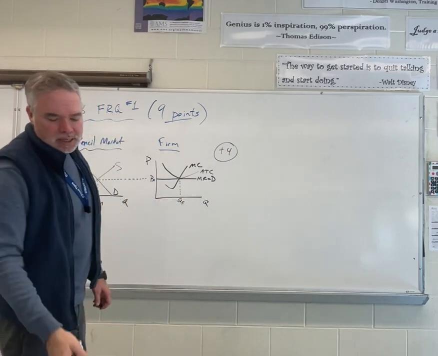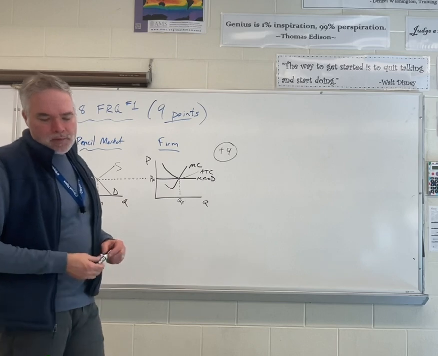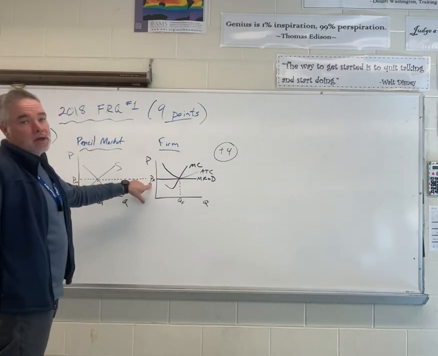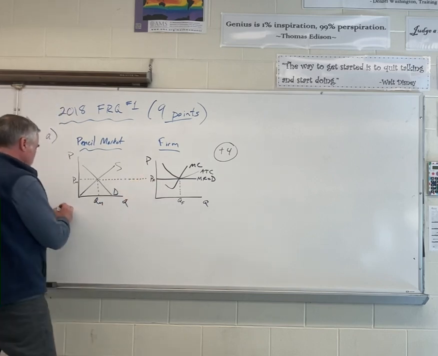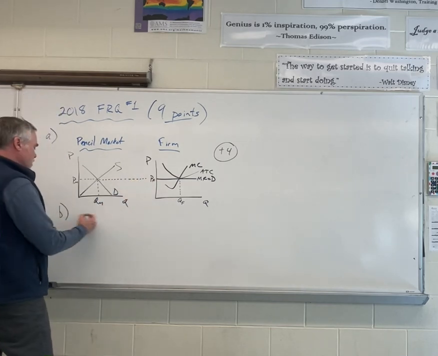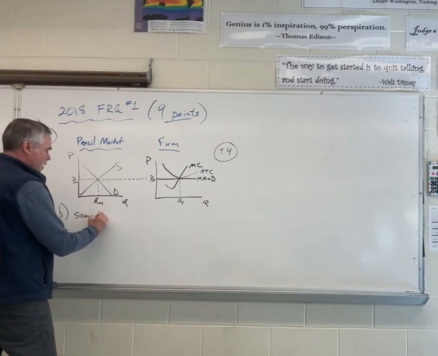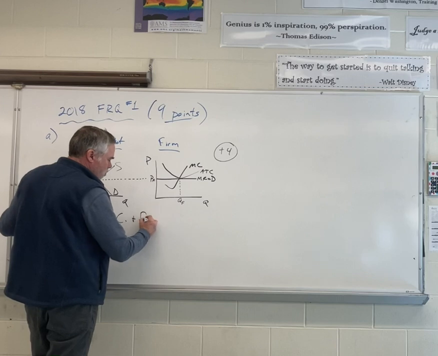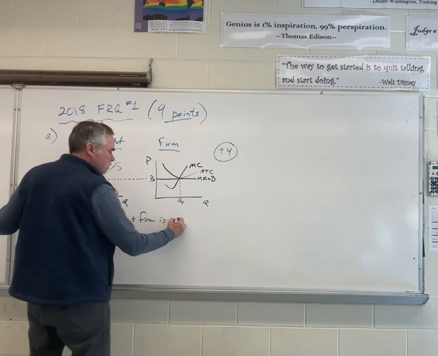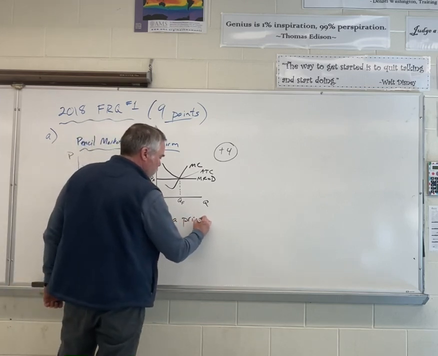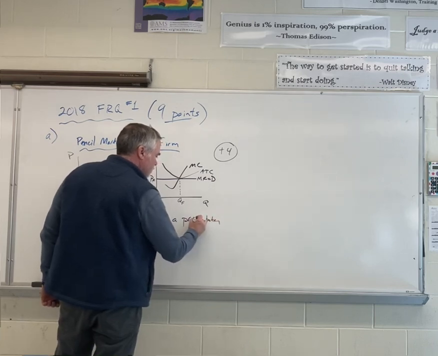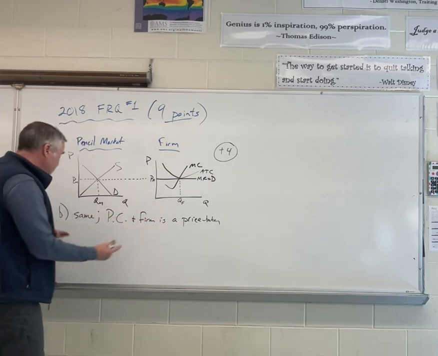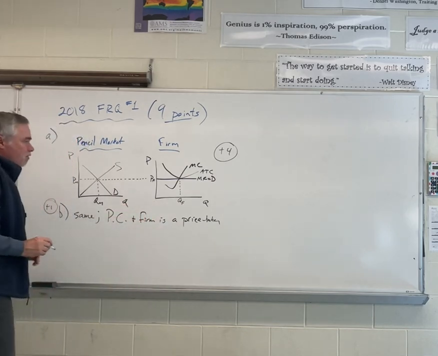All right. The second part, it's asking about the relationship between the price of the market and the price of the firm, and they're asking you to explain. So for B, you're going to say that they're the same. And they're the same because it's perfect competition and the firm is a price taker. So I think if you have those components in there, worded obviously a little better than I did here, you're going to earn the point there for B.